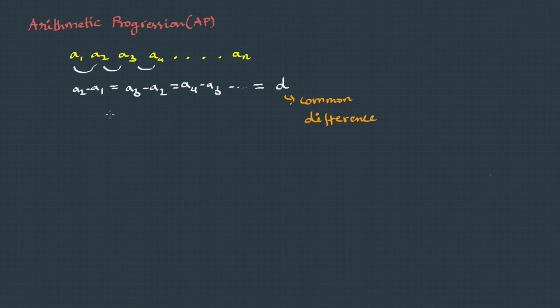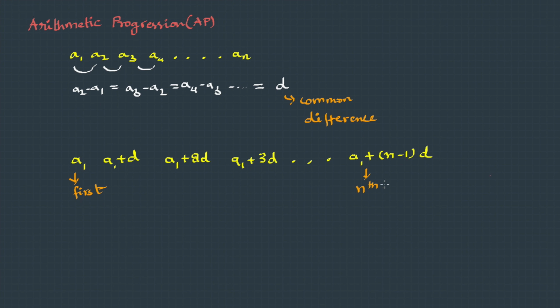Using this logic, we can form a generalized notation for this series. If I take the first term as a1, the second term is the first term plus the common difference, so I could write it as a1 plus d. Now the third term is the second term plus d, so we can write it as a1 plus 2d. Following the same, it'll be a1 plus 3d and so on. So the nth term will be a1 plus (n minus 1)d. This being the first, and this is the nth term.